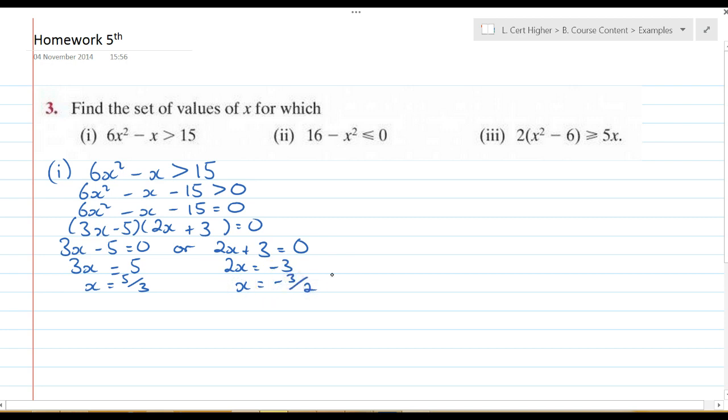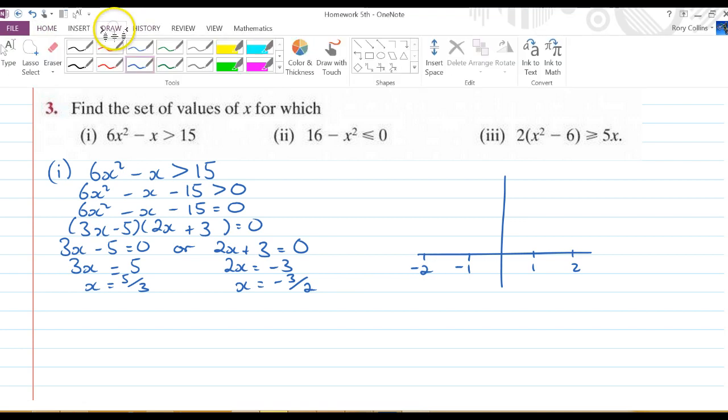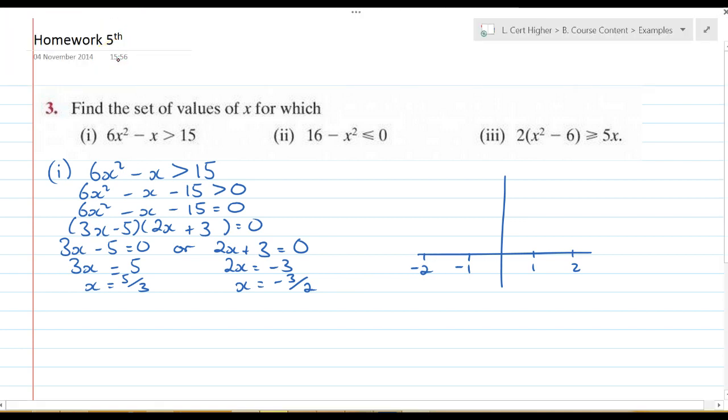I'll now draw a very rough sketch of this graph from what we know and find our solution set. So our xy axis, 1, 2 on the x-axis, minus 1, minus 2 on the x-axis also. So we know that the graph of this equation will cross the x-axis at minus 3/2, which is approximately here, and 5/3 approximately here. Okay, so it will be something like this.